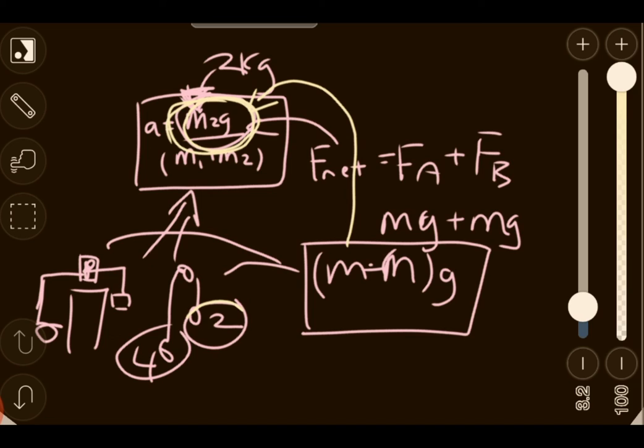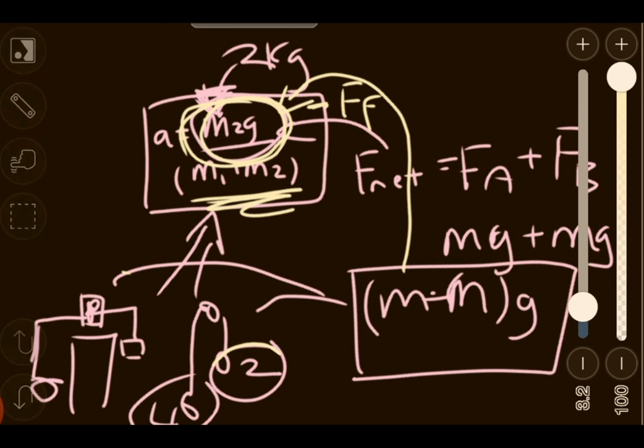And if you want to calculate for friction, you would just subtract friction right here. And the rest is the same. The total mass of the system, and for this case, you would need to add this into the mass of the system as well.